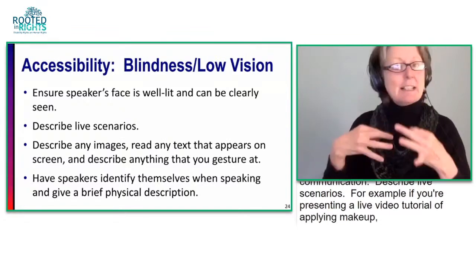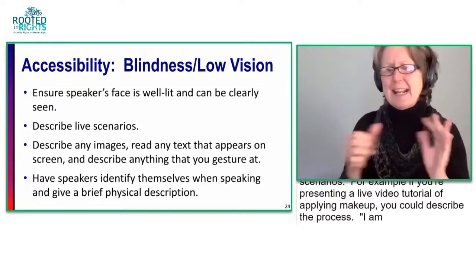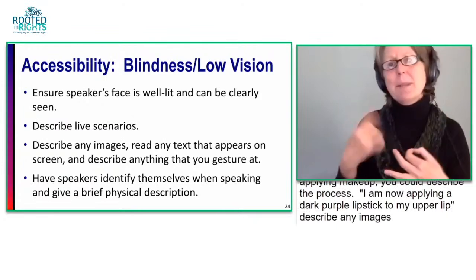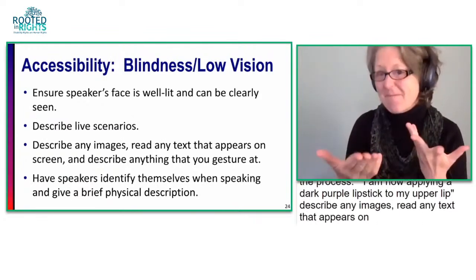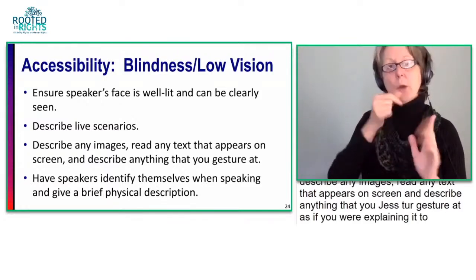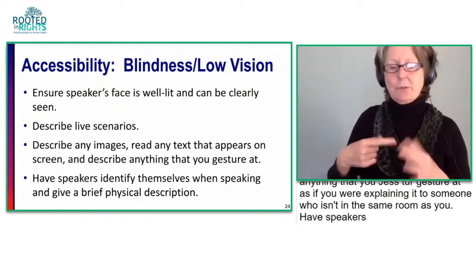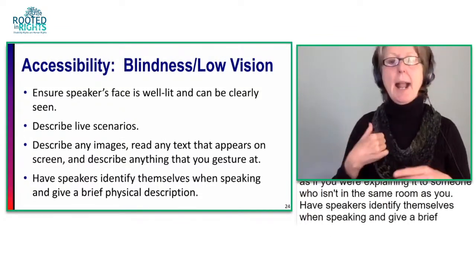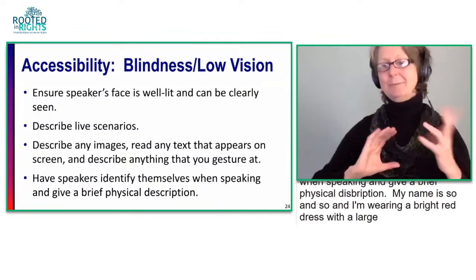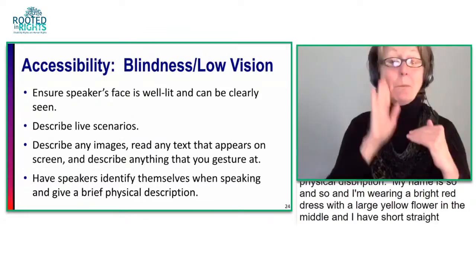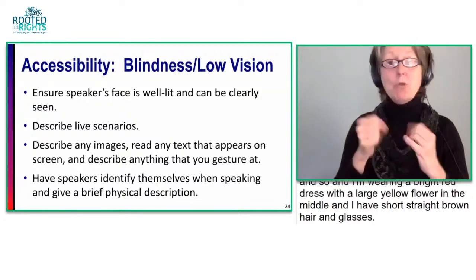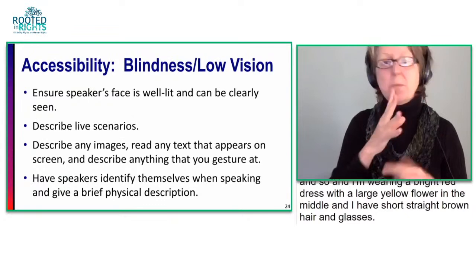Describe any images. Read any text that appears on screen and describe anything that you gesture at, as if you are explaining it to someone who isn't in the same room as you. Have speakers identify themselves when speaking and give a brief physical description. My name is so-and-so, and I'm wearing a bright red dress with a large yellow flower in the middle. And I have short, straight brown hair and glasses. You only have to describe yourself once, and depending on the situation, you can identify yourself by name when you speak thereafter. Next, please.